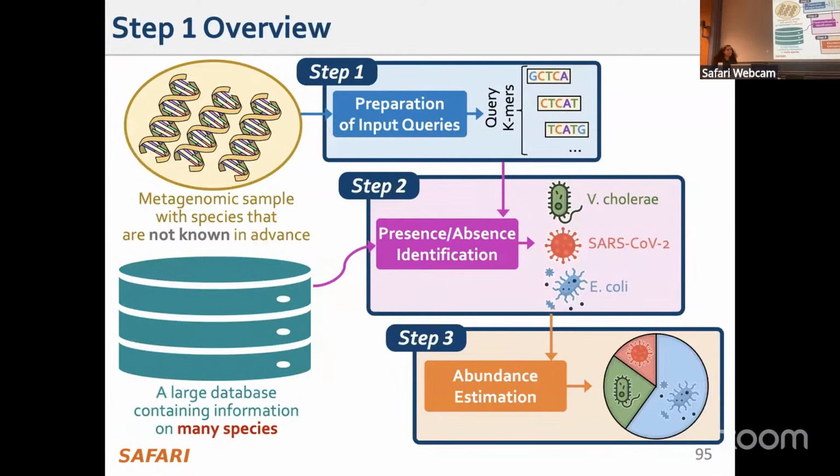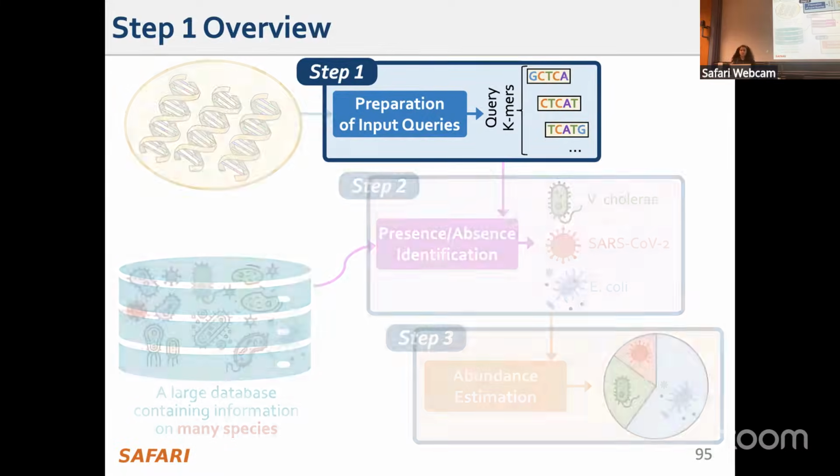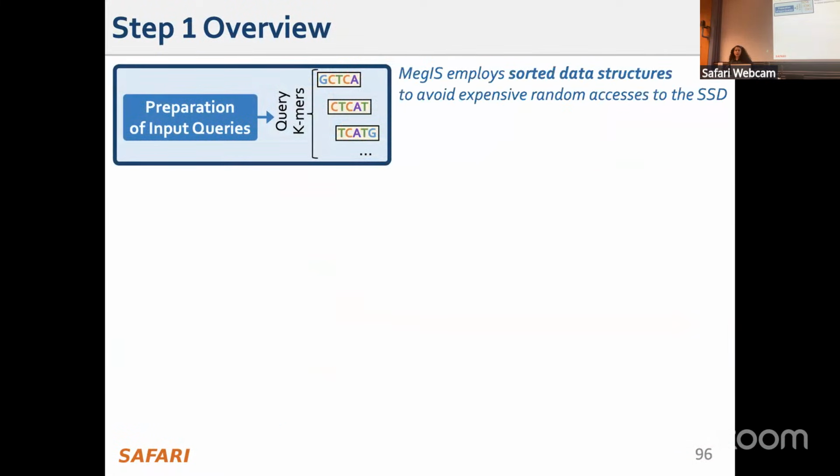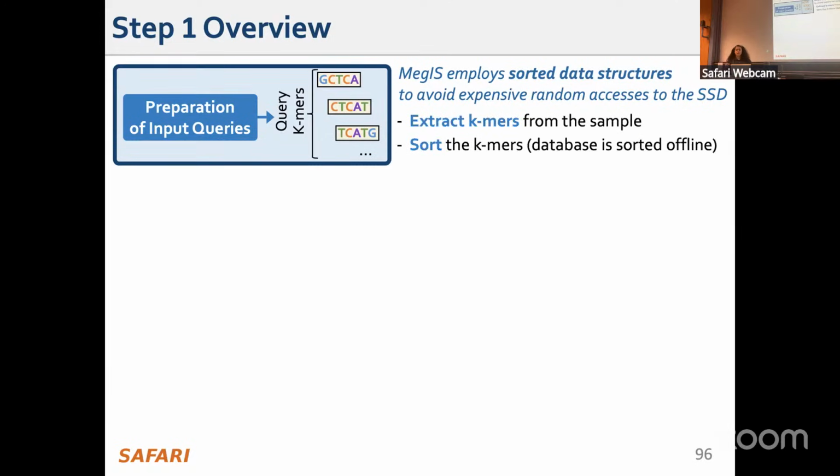Okay, so I'm going to talk about some aspects of these by talking a little bit about these steps. Step 1, data preparation for input queries, employs a sorted data structure, again to avoid expensive random access to the SSD. So we extract the k-mers from the sample and sort the k-mers. The database is already sorted offline.